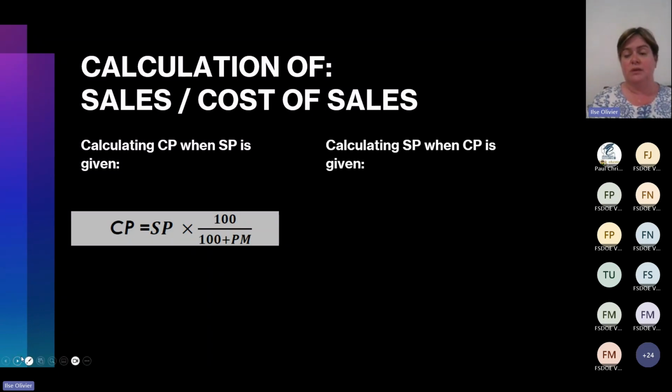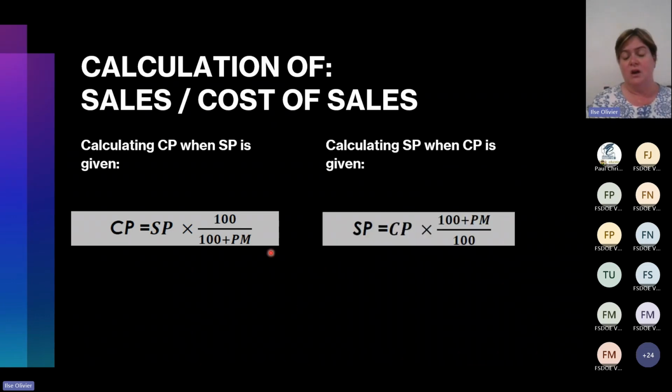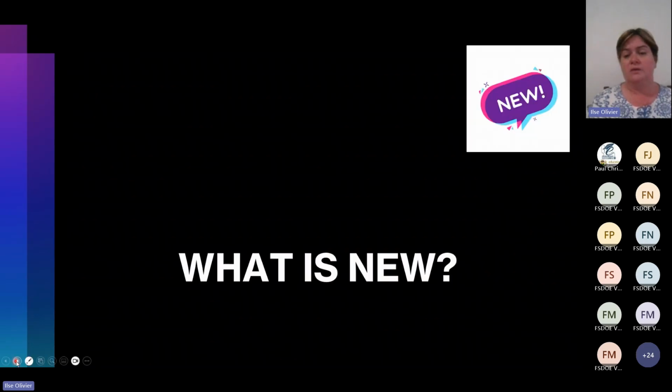Say, for instance, we want to calculate the selling price where the cost price is given. Then we will say cost price, and then this will flip around, and we will say 100 plus the profit margin divided by 100, because we want to increase the cost price. So again, say, for instance, we have 100 Rand and the profit margin was 50%. Then we say 100 times 100 plus 50, so times 150 divided by 100, and that will give us 150 Rand then.